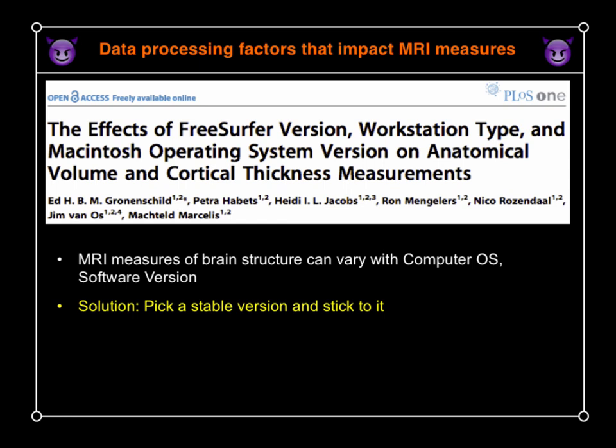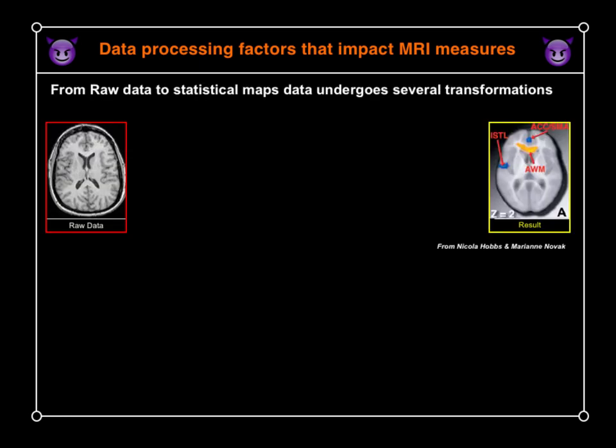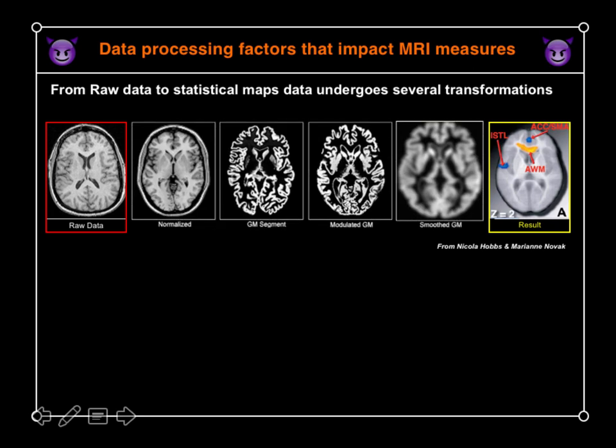Now, you install the software and let's say you're running a voxel-based morphometry analysis. The important thing to keep in mind here is that from this state where you have raw data to this state where you have statistical maps computed, there's a lot of stuff going on. The data undergoes several transformations. So the data gets normalized to some standardized template.